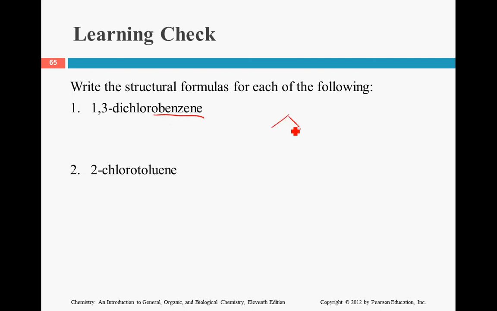So now we're drawing the structures. Benzene is a hexagon with a circle inside. On the first carbon and the third carbon, 1, 2, 3, there's a chlorine on each. There's 1. Now the second one, toluene, there's benzene. Toluene has CH3. On the second carbon, we want a chlorine. So if that's 1, that means 2 must be here. And there you go.